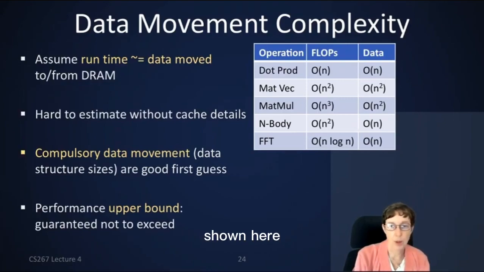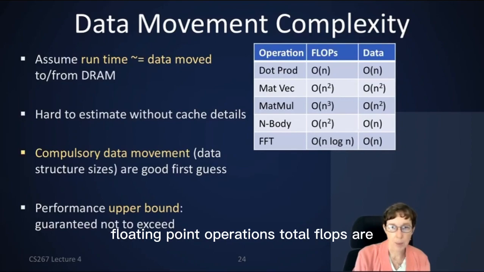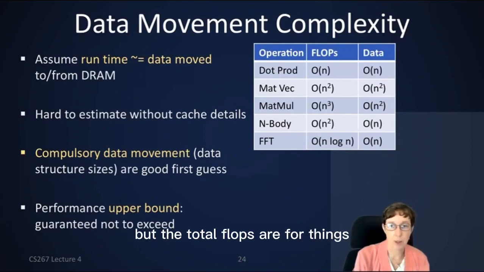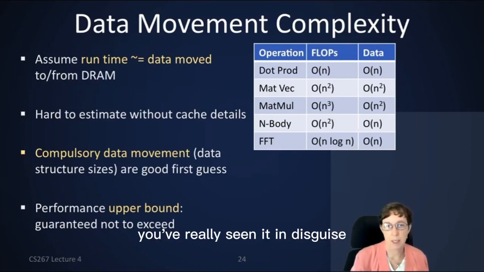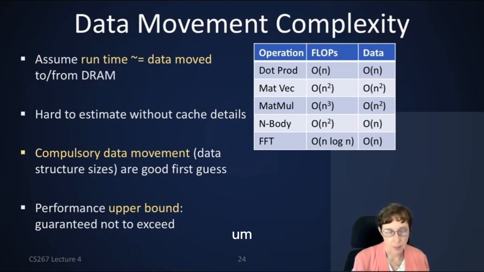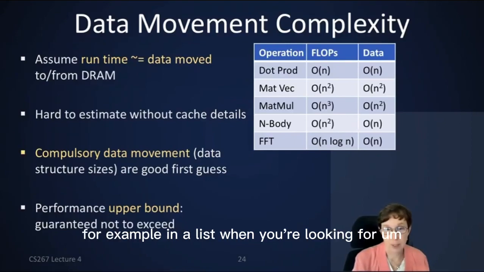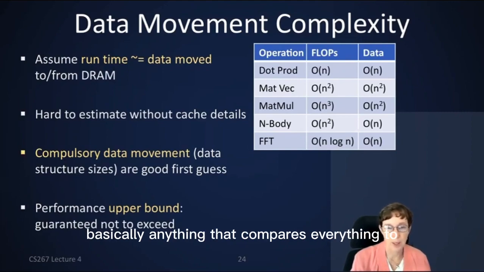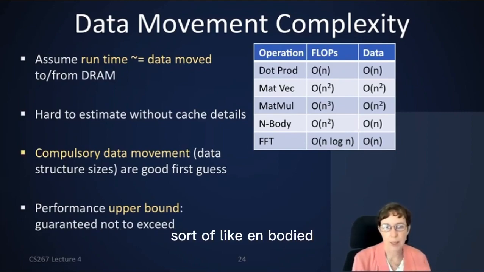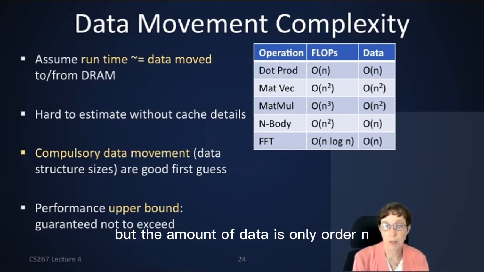Now, I've just shown here what the floating point operations total flops are, so not per second, but the total flops, for things that you've seen before, such as matrix vector, dot product, matrix multiply. You've actually seen n-body. I think it was in one of the homework assignments, and you've also seen it in disguise in a number of different things, where you're looking for all of the common patient IDs, for example, in a list. That's really an order n squared computation. Basically, anything that compares everything to everything is going to be sort of like n-body and this n squared computation, but the amount of data is only order n.